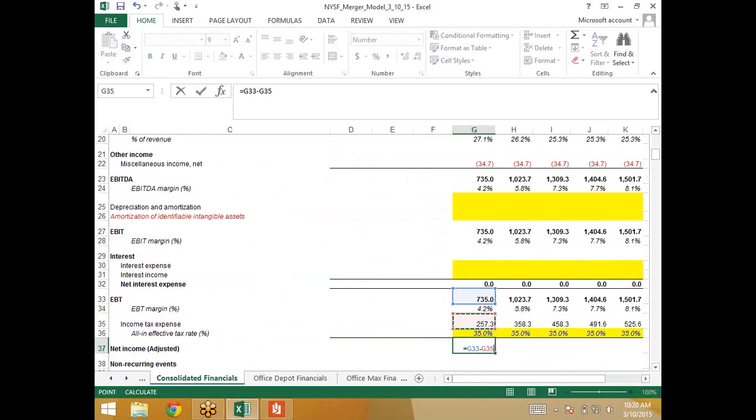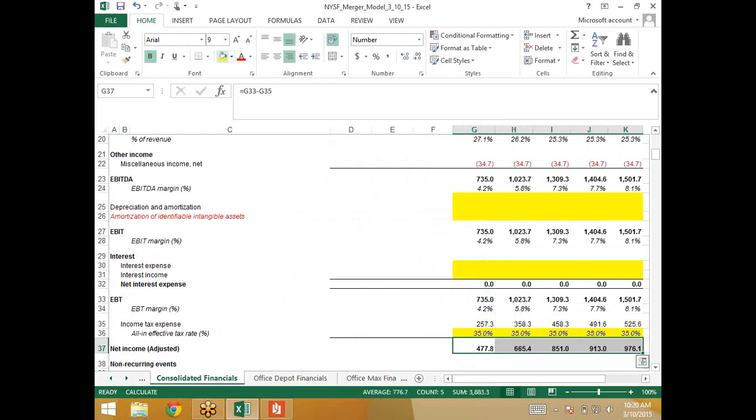And our net income is going to be, in 2016, 976.1. Did I do that one here? My calculator. I haven't calculated, but we can do it at the end.